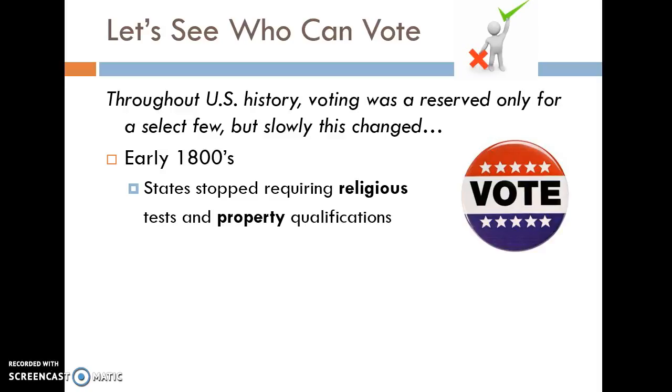But as we see over the history of the United States, the people who vote has changed significantly since the founding of the nation. Throughout U.S. history, voting was reserved for only a few select individuals, but this has slowly changed. In the early 1800s, states stopped requiring religious tests and property qualifications. That means if you weren't a God-fearing Christian, you couldn't vote, or if you didn't own property, you couldn't vote because you weren't like a real citizen.